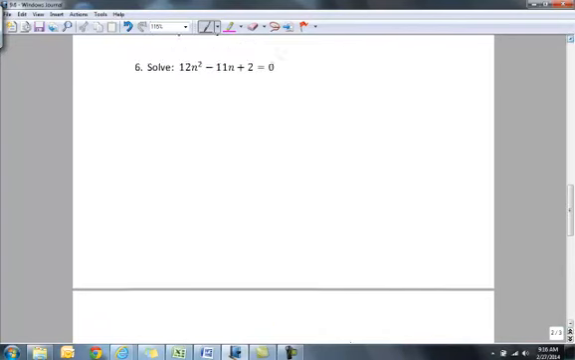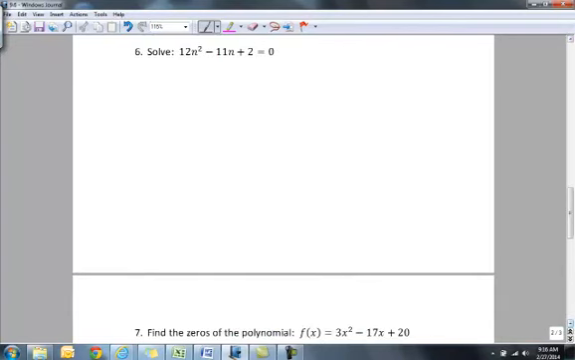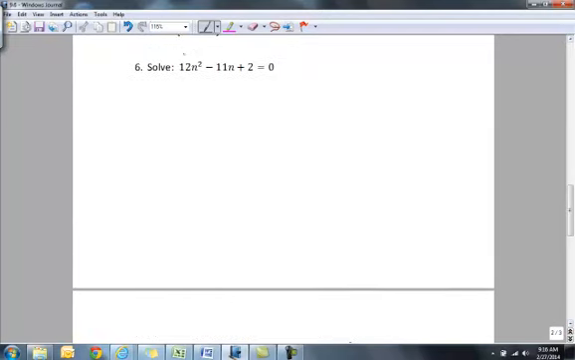All right, so I think we'll do 2 more here. Again, encourage you strongly, try this on your own. Notice, we're going to solve here. A is not 1. So the first thing we're going to do is find AC. So AC is 12 times 2. Of course, that's 24.